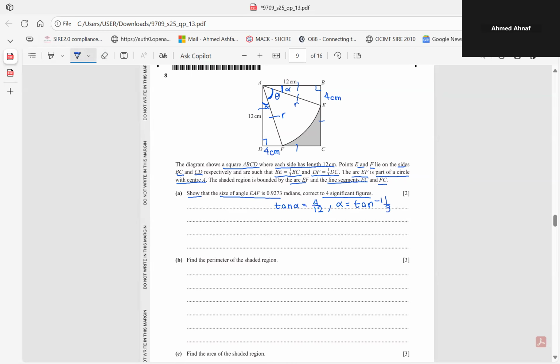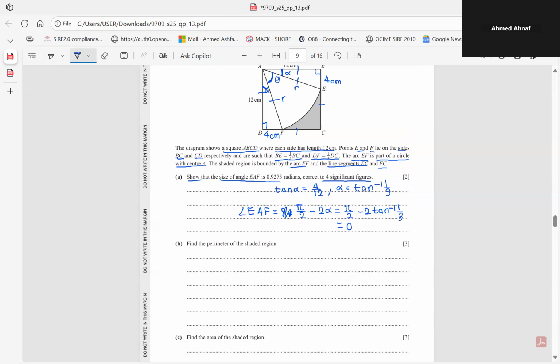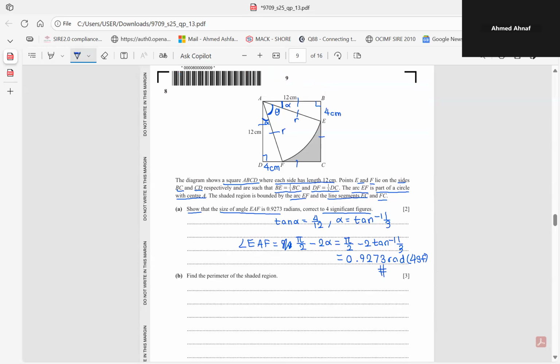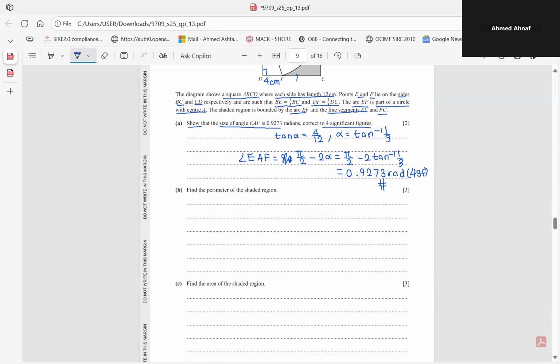Okay, so to find EAF, you just take, oh wait, sorry, not 90 degrees, pi over 2 minus 2 alpha. So pi over 2 minus 2 tangent inverse 1/3. So just type it into your calculator. Make sure your calculator is in radian mode. So this would give you 0.9273 radians to 4 SF. So this is our final answer for part A. Let's head on to the next part.